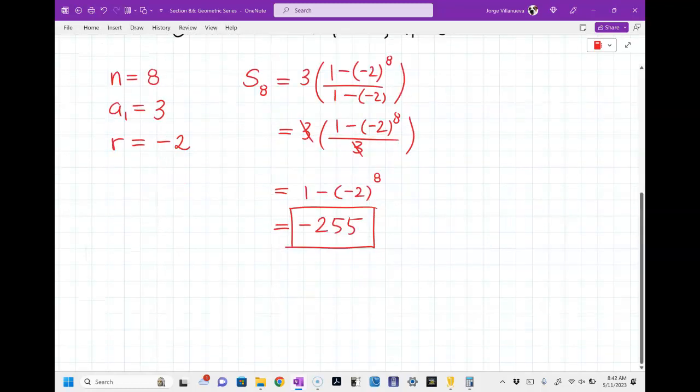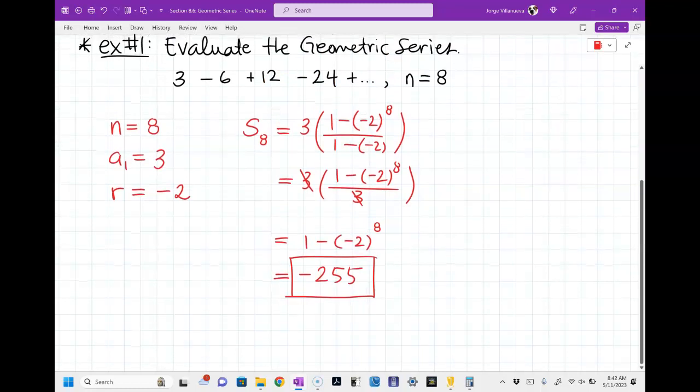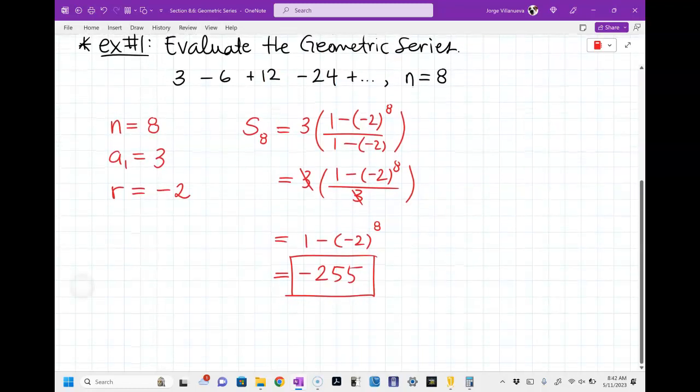So let me do another example. Actually, before I go on, any questions on this one? So just be careful, guys. The most important thing is using your calculator right.